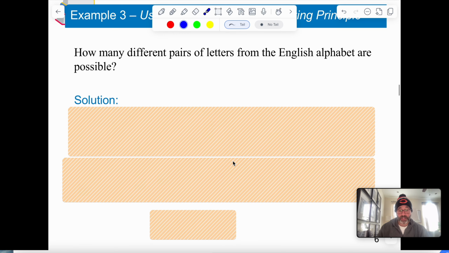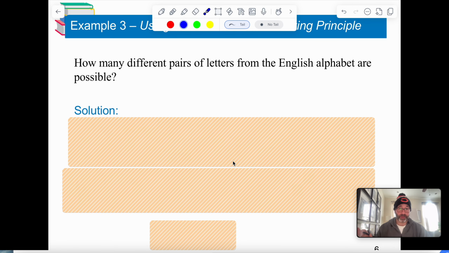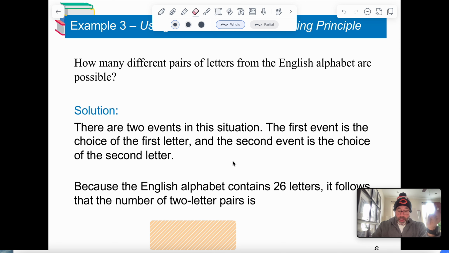Well, think about something as simple as this: how many different pairs of letters of the English alphabet are possible? When we look at the alphabet, there are 26 letters. If I'm going to choose a pair, that means I've got 26 to pick from, and then for my next event, I've got another 26 to pick from. So it's as simple as 26 times 26, which is 676.